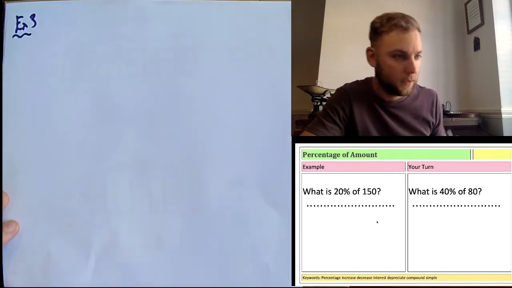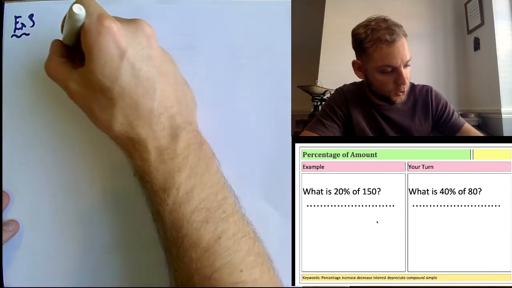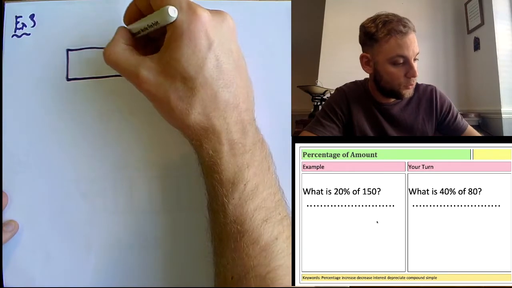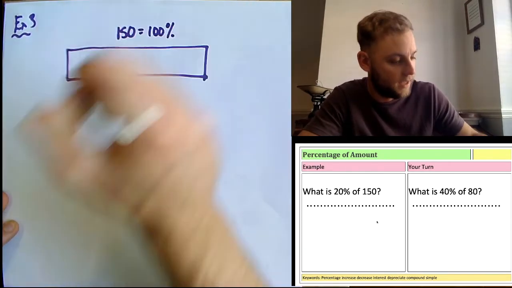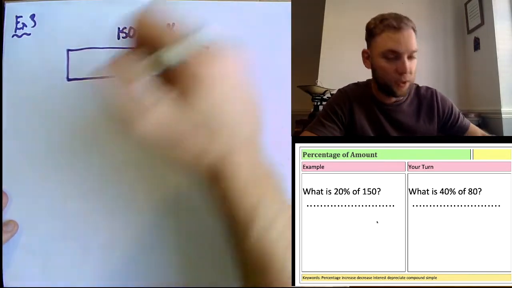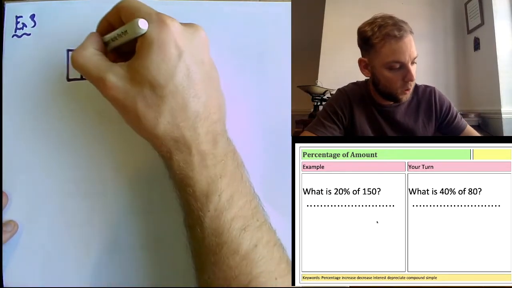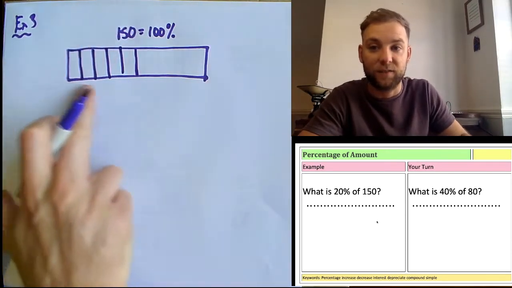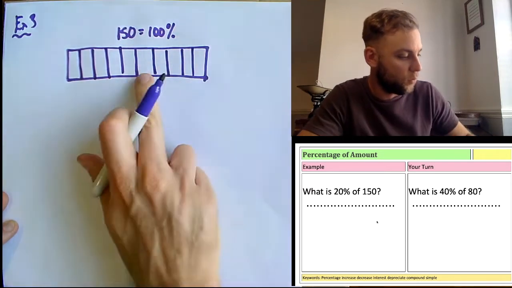Example 3. So what is 20% of 150? So here, I draw my bar out again. I know that this is equal to the 150, which is equal to the 100%, the total of this. But I want 20% this time. So again, the first thing I'm going to do is split this up into 10%. So split it in half. And 1, 2, 3, 4 gives me 1, 2, 3, 4, 5. So this is 50%. And then here, 1, 2, 3, 4, 1, 2, 3, 4, 5.